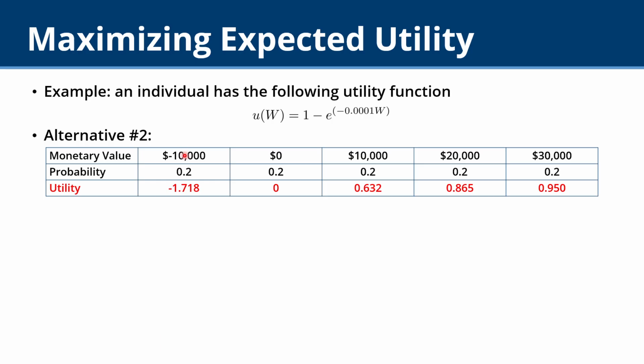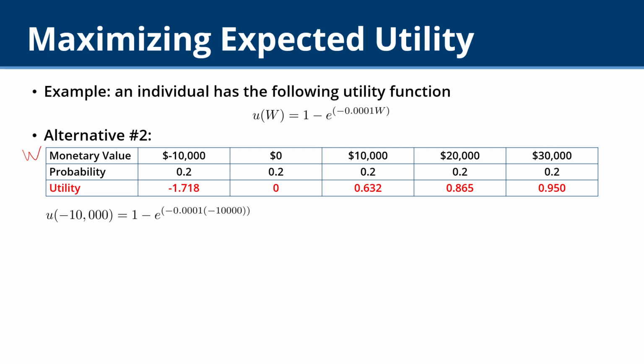For negative 10,000, the utility value is negative 1.718. Where is this coming from? I'm simply using my utility function that's provided. The W here is the monetary value. That row is my W. So I'm just plugging that in directly into that function. I'll show you each one here.